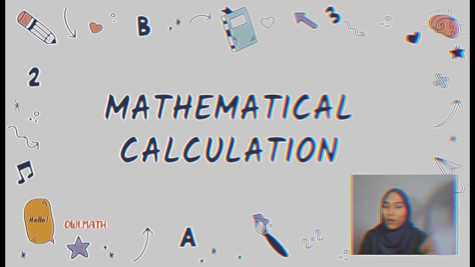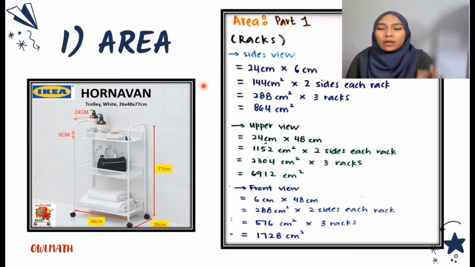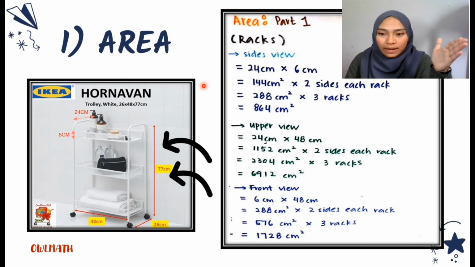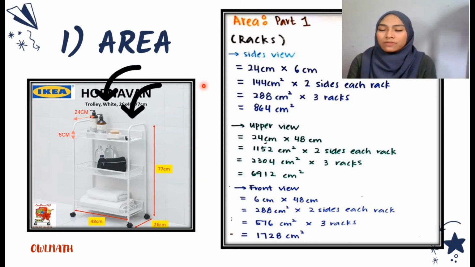Mathematical calculation for our second case. First of all, we have to measure the area of this trolley. What we can see here is 3 racks of cuboid shape, but for area, we have to measure the rectangle shape only. So we have 3 views: first the side view, second the upper view, and third the front view.